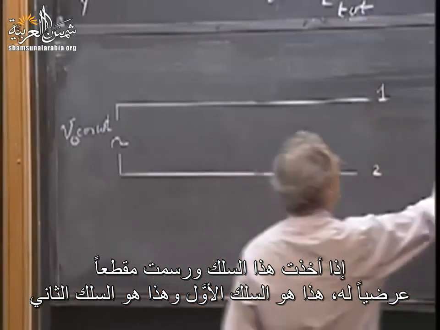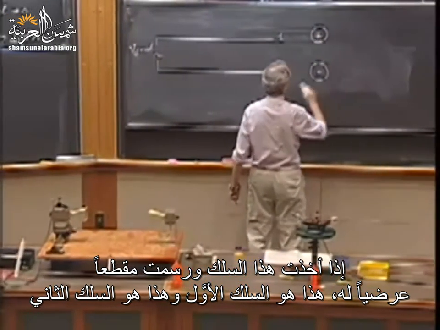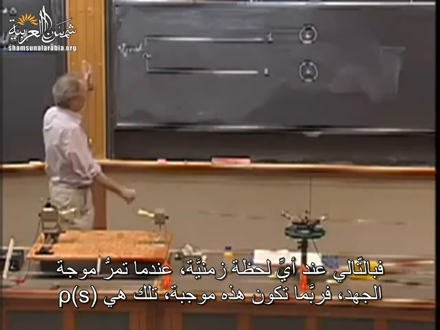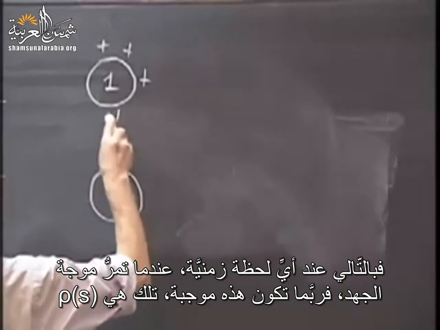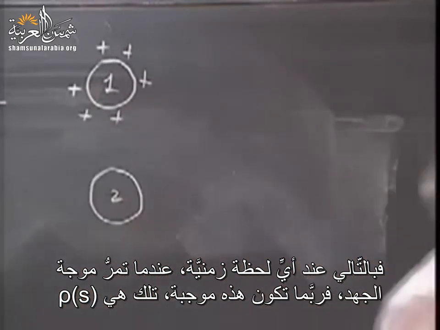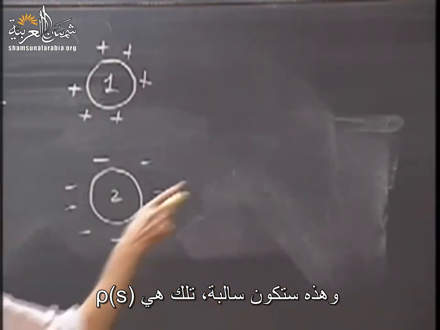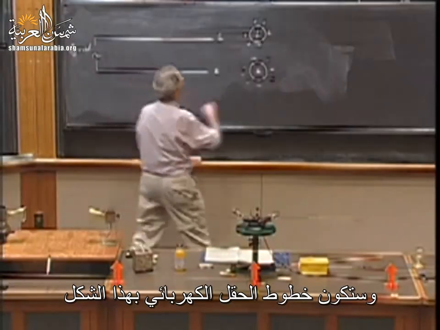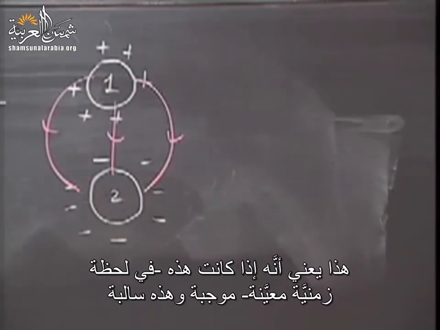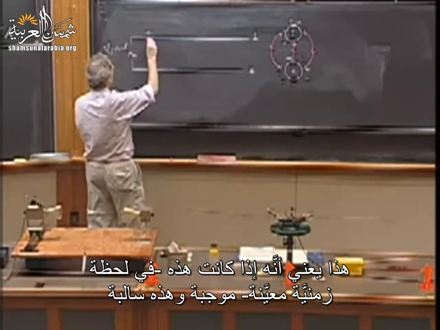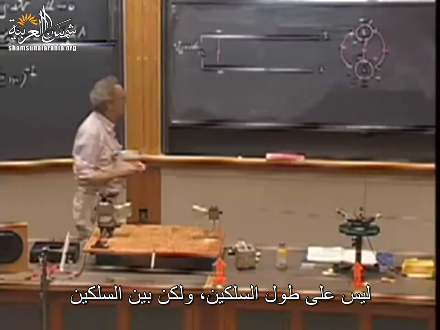If I take this wire and I make a cross-section of that wire, this is wire 1 and this is wire 2, then at any moment in time, as the voltage wave passes by, this may be positive. That is that rho of S. And this will be negative. That's that rho of S. And the electric field lines then go like this. So that means if this is at this moment in time positive and this is negative, then there is an electric field in this direction between these two wires. Not along the wires, but between the wires.